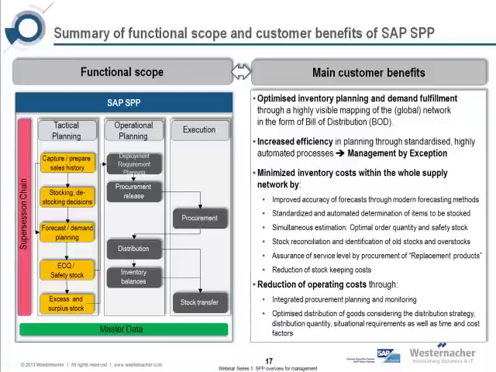We can achieve increased efficiency in planning through standardized, highly automated processes based on management by exception, and minimized inventory costs within the whole supply network by improved forecasts, optimized inventory levels, as well as a reduction of operating costs through integrated procurement planning and monitoring and optimized distribution execution.